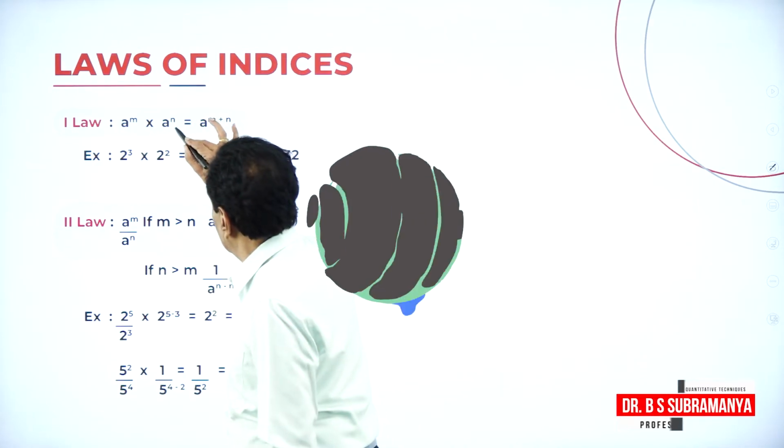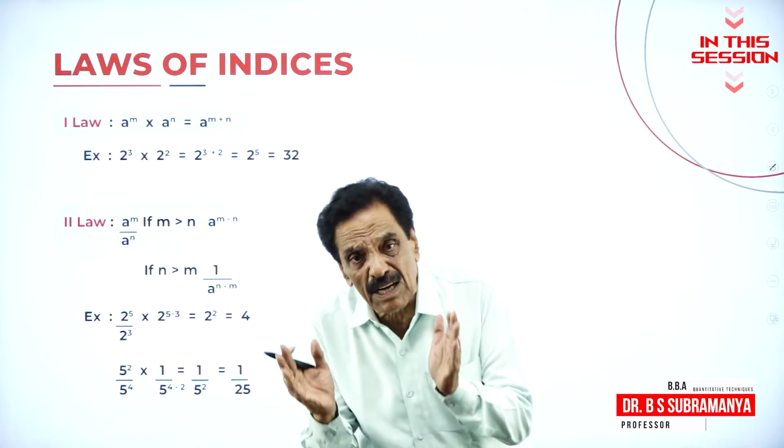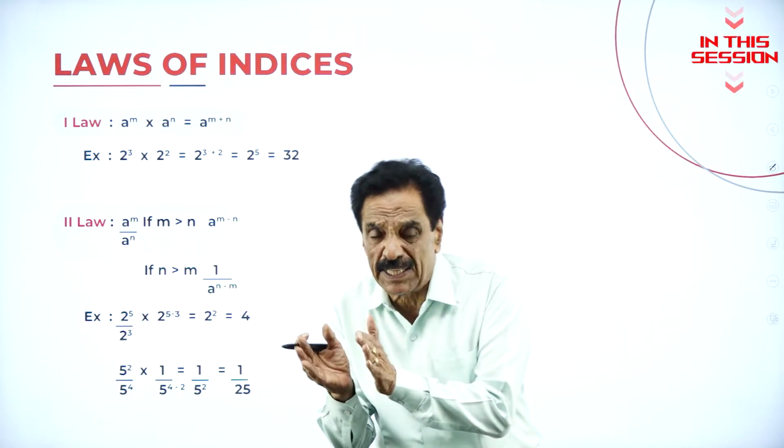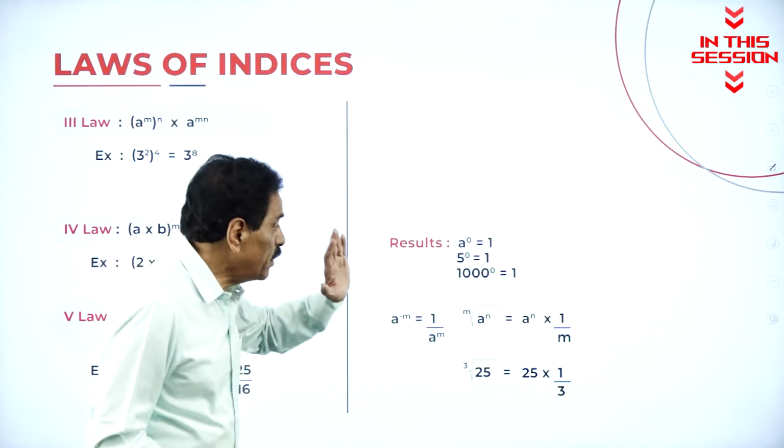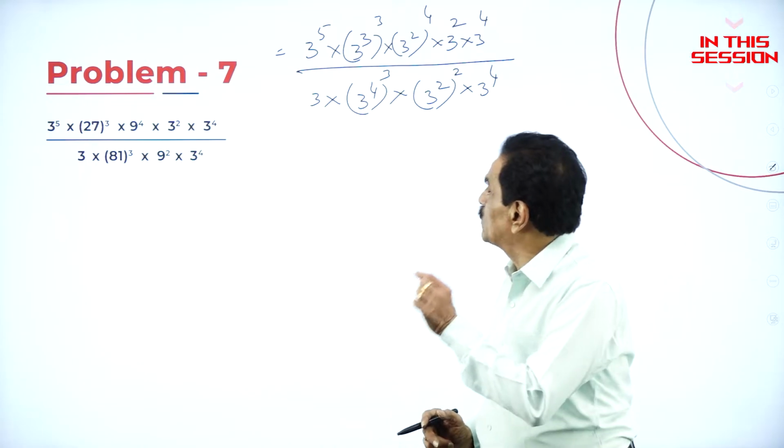A to the power of m into a to the power of n is a to the power of m plus n. When the base is common, exponent can be equated. The result of this, anything to the power of 0 is 1. All the numbers are on the base of 3 only. Common base is 3 only.